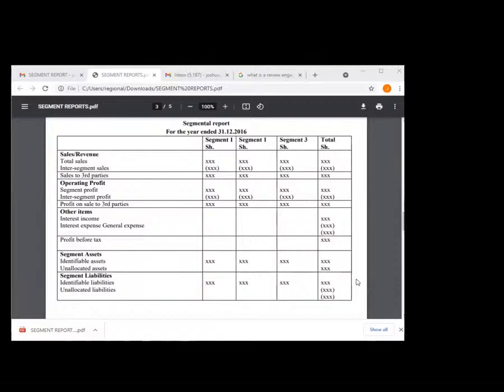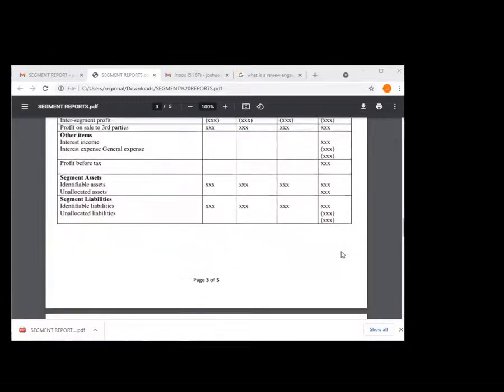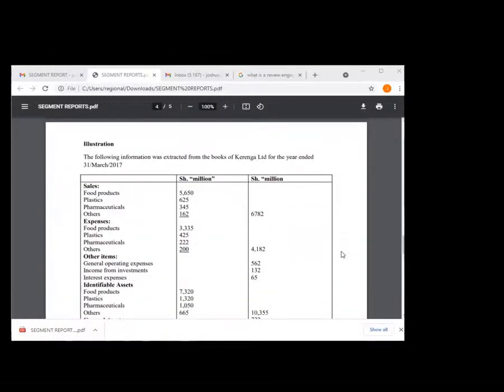Great. So the key thing here that I forgot up there, after you get profit on sale from third parties, we have what we call other items, where you slot in the interest income, which is positive, and then we have the interest expense, which will be captured as a negative because it's a cash outflow, very important. So let's look at this illustration.